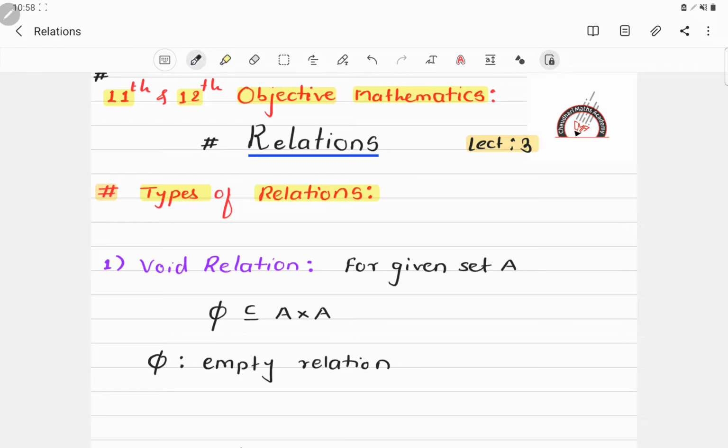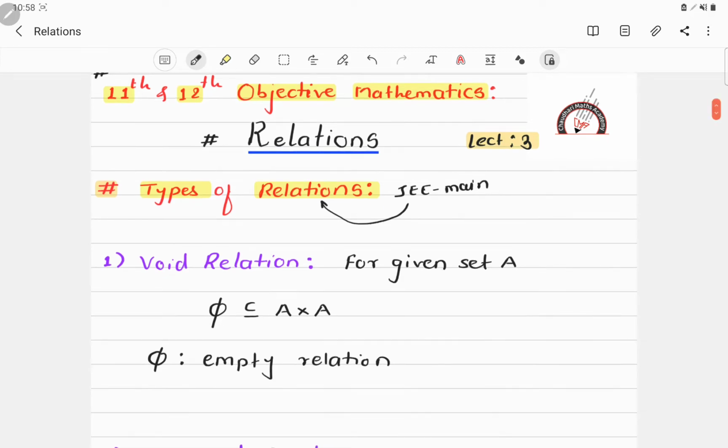So friends, let me tell you, in the JEE Main examination you will observe the maximum number of questions on types of relations. Please go and cross-check the last 10 to 15 years of question papers, and you will realize that the maximum number of questions on relations are asked on the types of relations. So make sure you understand these various types of relations in detail, and later with examples we will understand these types of relations too.